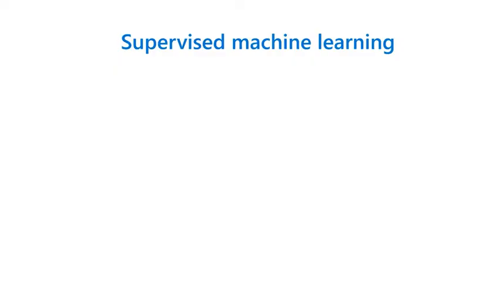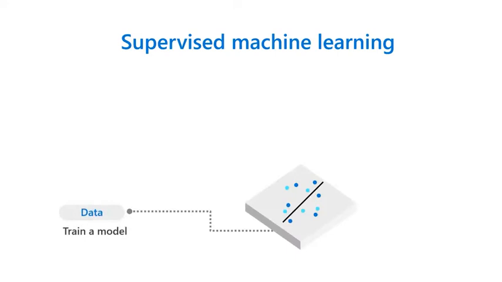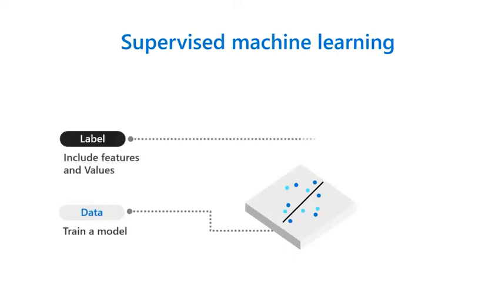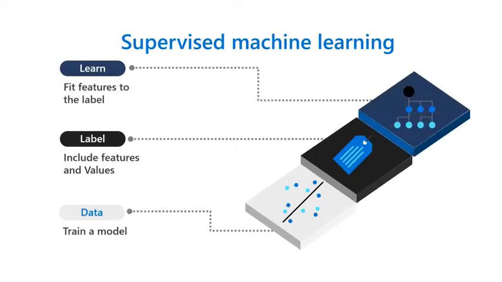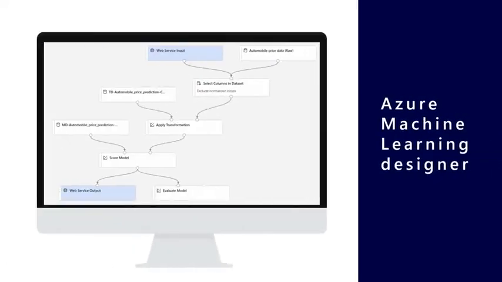Regression is an example of a supervised machine learning technique in which you train a model using data. The data includes both the features and known values for the label, so that the model learns to fit the feature combinations to the label. Then after training has been completed, you can use the trained model to predict labels for new items for which the label is unknown. You can use Microsoft Azure Machine Learning Designer to create regression models by using a drag-and-drop visual interface without needing to write any code.